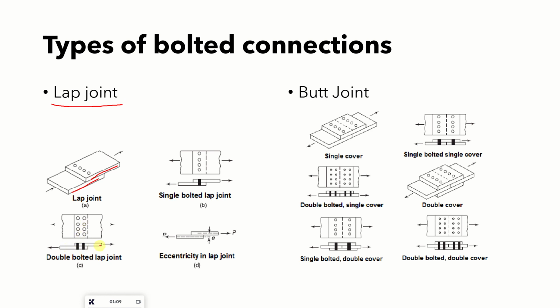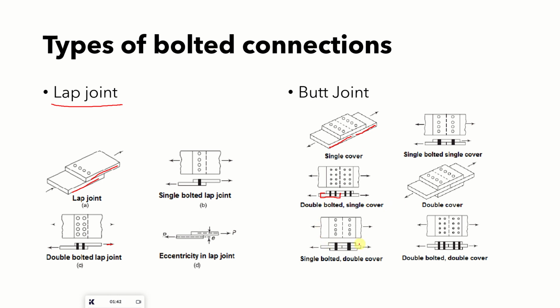This is the plan, this is the cross section, and the forces are acting in this manner. Butt joint: if you see, two plates are placed one after another, butt to each other, and over that a cover plate will be there. Then they will be connected with the bolts. This is a single bolted butt joint, because it has a single bolt row on each side. Double bolted single cover: here each plate has two rows of bolts, so it is called a double bolted single cover butt joint. It is covered by only one cover.